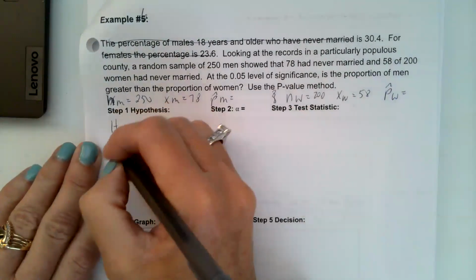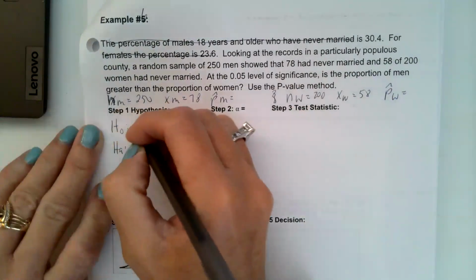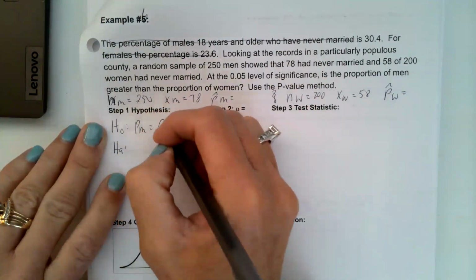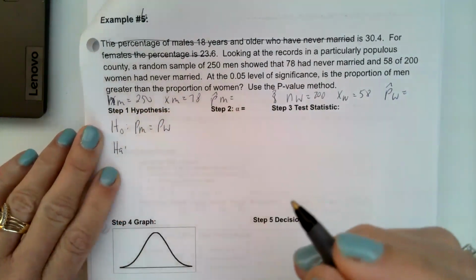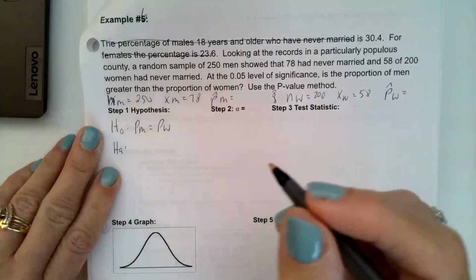So our H0 and HA. So we're saying the proportion of men is equal to the proportion of women. Talking a lot about being married today, aren't we?